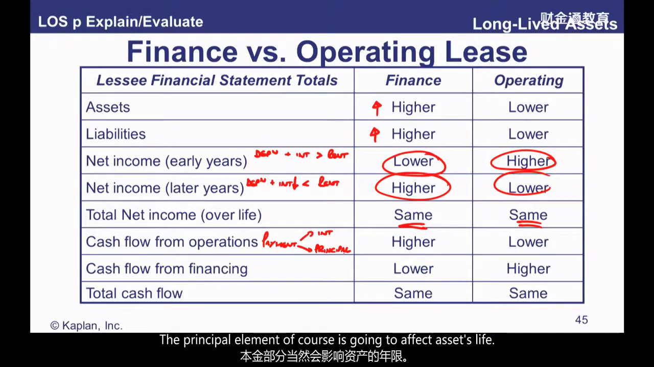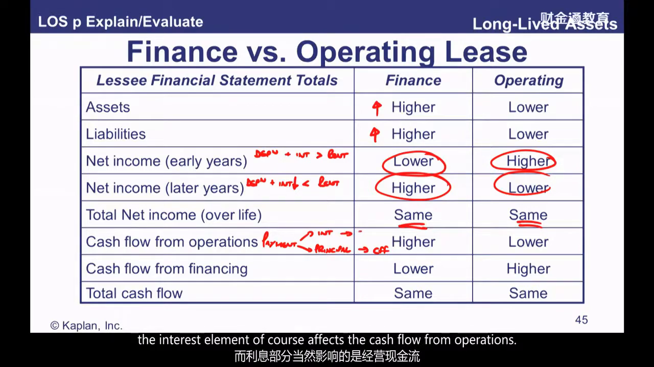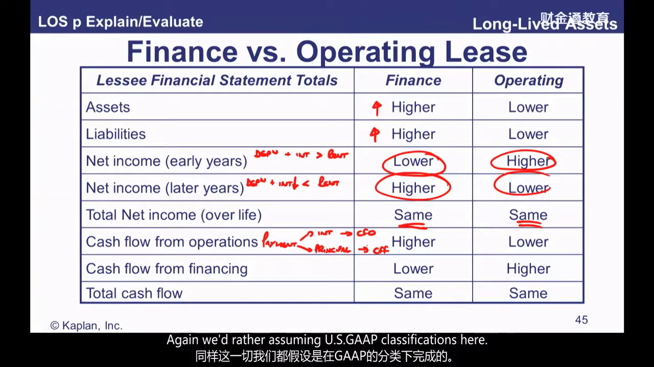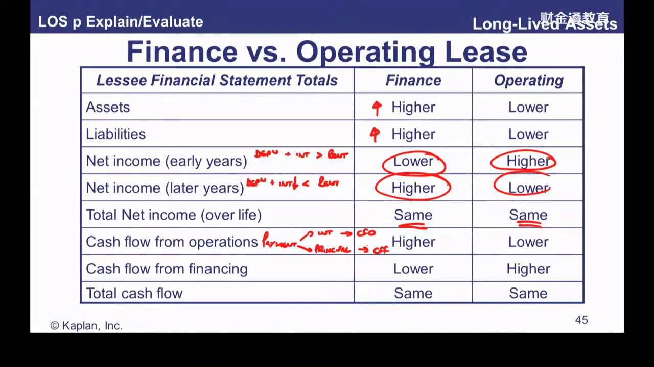The principal element, of course, is like paying off debt, so that's going to affect cash flow from financing. The interest element, of course, affects cash flow from operations. Again, we're assuming US GAAP classifications here.